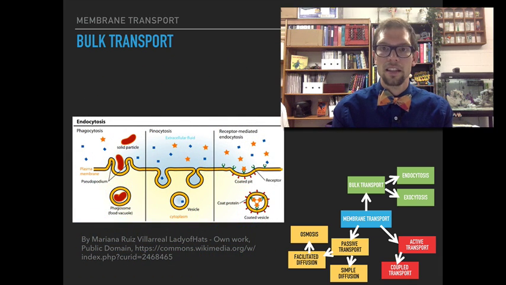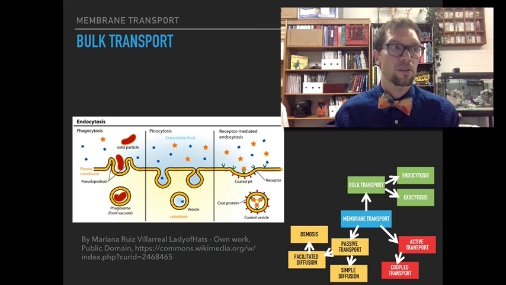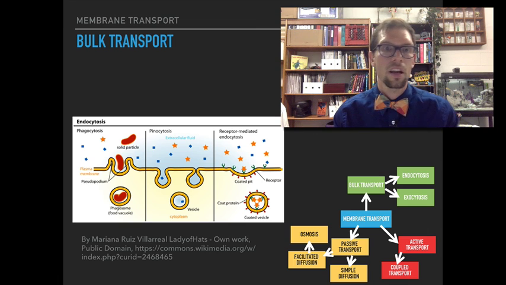All right, the last thing that we're going to talk about here is bulk transport. There are two main types of bulk transport. The first one is endocytosis, which is the bulk intake of substances into the cell, and the second is exocytosis, which is the bulk movement of things outside of the cell.